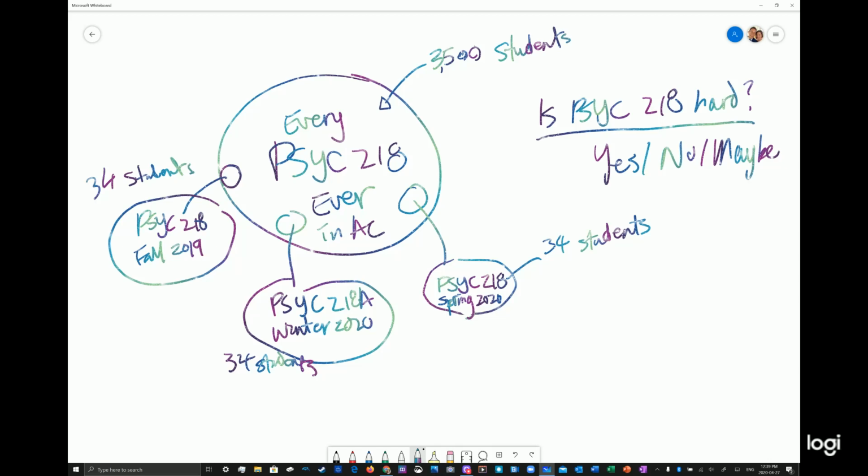But in each class, there is a difference between the students. Some students have done better and some students have done less well, and there's a distribution of scores. Some students perform at average and others perform above or below average. So in each of these classes, you're going to get different scores for each student.